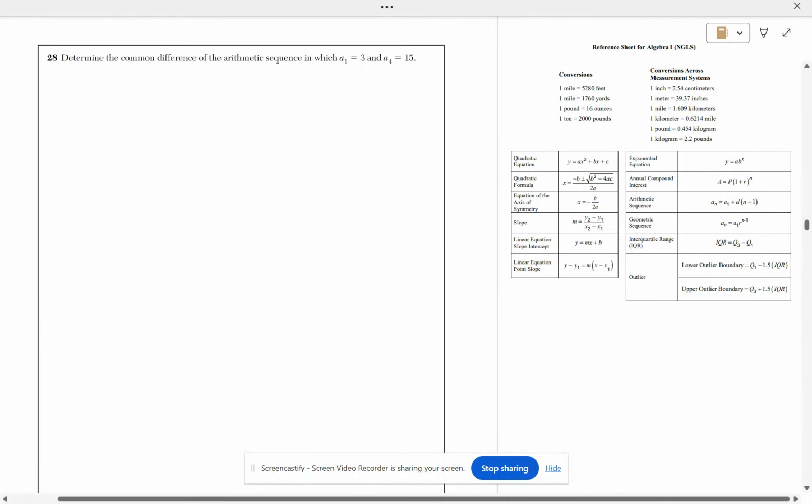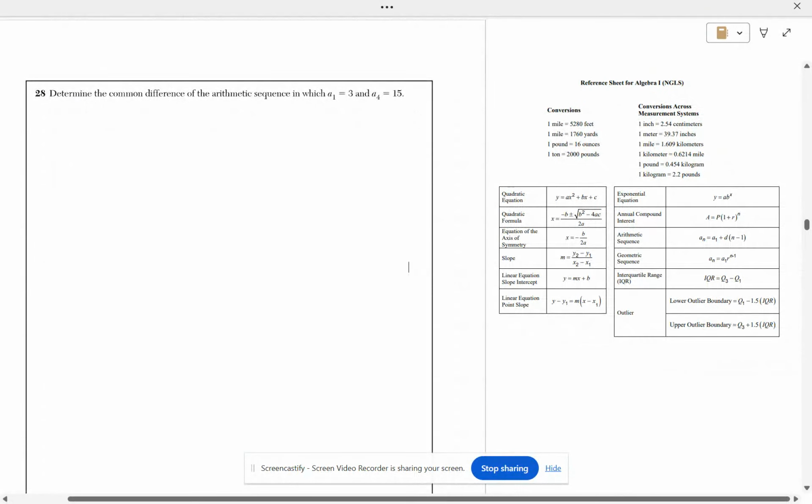Okay. It says, determine the common difference of the arithmetic sequence in which a sub 1 is equal to 3 and a sub 4 is equal to 15. So in these types of problems, you are definitely going to want to take a look at your reference sheet and just double check that you're in the right space.